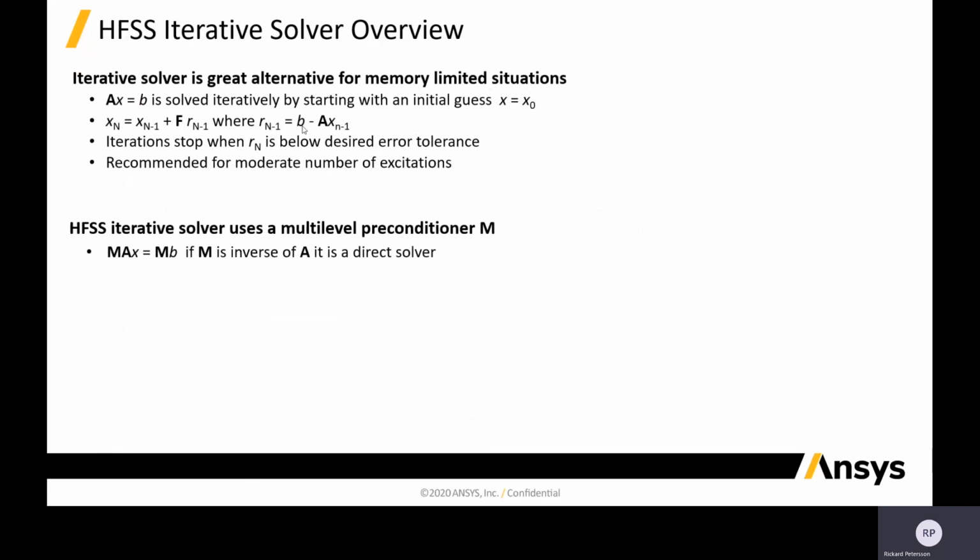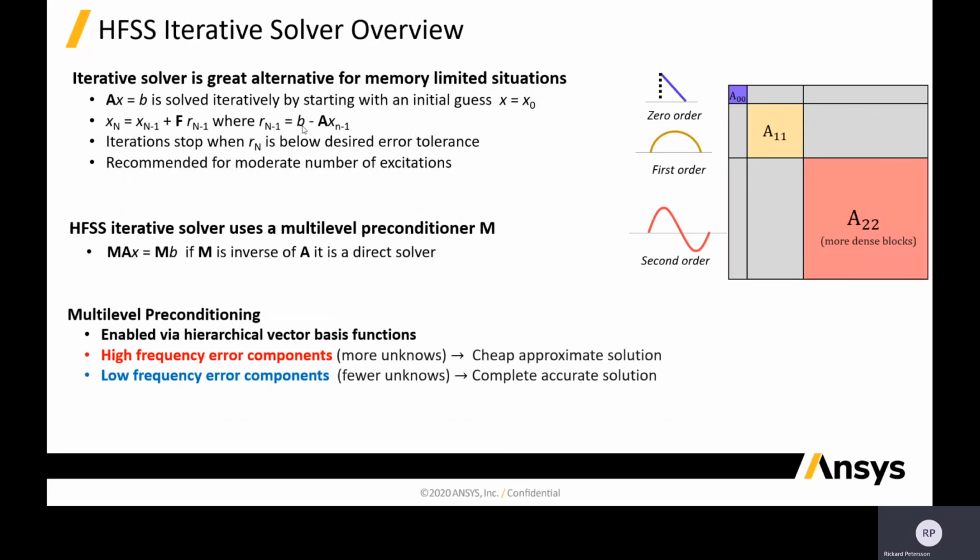Most iterative solvers use a preconditioner, indicated here by M. Ideally, you'd have the preconditioner be the inverse of A, and then you have the solution, because then you know what X is. But you want to do something that's close to that, but cheap to compute. So that's the key. For HFSS, we use a multi-level preconditioning, and that's enabled via the hierarchical vector basis functions.